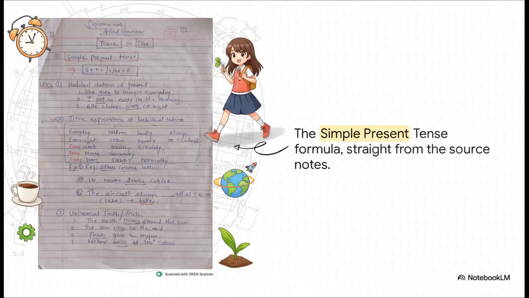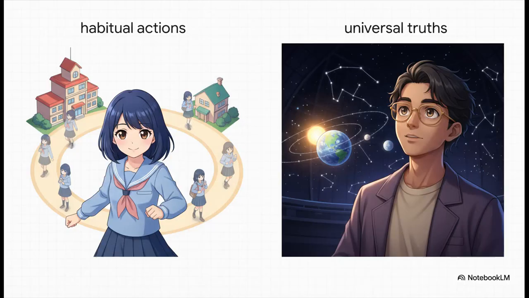Let's start with the absolute foundation, the simple present. And you can see right here, this is the raw formula, pulled straight from the original notes. It's just the subject, the basic verb, sometimes with an S or ES, and the object. It's actually beautifully simple. So, when do you actually use this thing?